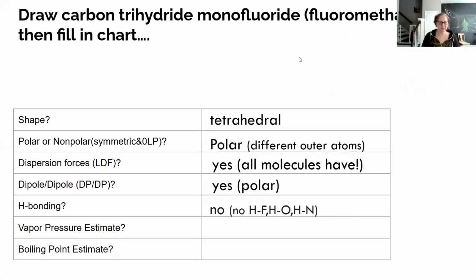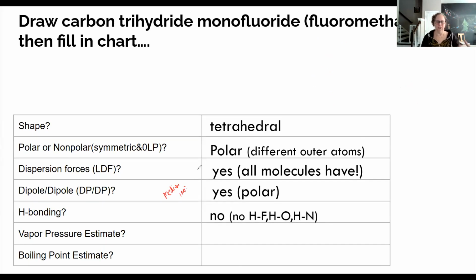So this guy is basically in the middle. It has a medium amount of IMF. It's not as strong as hydrogen bonding, but it's stronger than dispersion. When you're ranking these, you have to make sure you're comparing apples to apples. This guy would be weaker than the water, but stronger than the methane, which was all nonpolar.